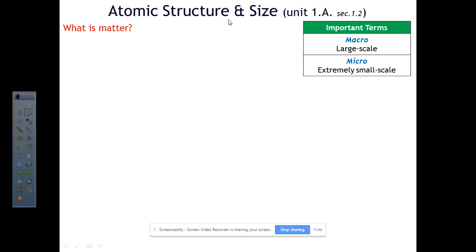The title, atomic structure and size, is the title of the subsection of the unit. At the end of the subsection, you're going to get quizzed. Every slide identifies where in the textbook you might find extra information to go back and read. The slides contain important terms and questions to guide us through our little series. Occasionally I'll pause to give you some points to check for understanding, to reflect on what you just learned. So let's go ahead and get started, yeah?